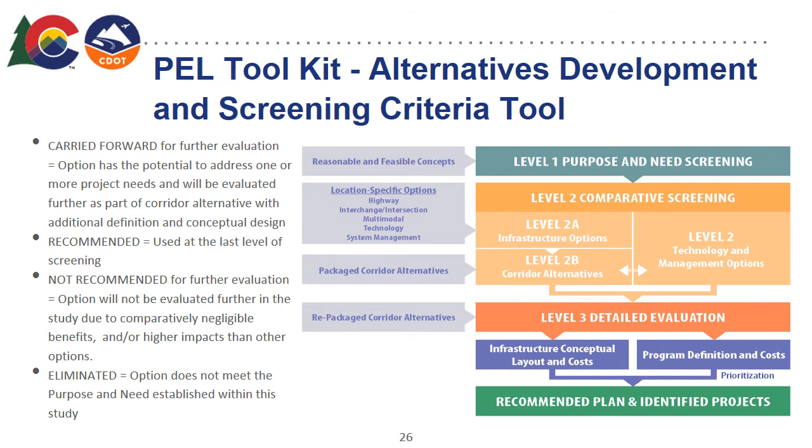Through the screening process, alternatives will fall into one of 4 categories after screening. After a level 1 screening, for instance, against the purpose and need, an alternative will either be carried forward for further evaluation or it will be eliminated. And that is generally the only time we eliminate alternatives, is if they aren't going to meet the purpose and need, or if there's some sort of really high impact that alternative would have. And then beyond that, we either recommend or not recommend alternatives. By the end of the PEL study, you should have several recommended alternatives that can be carried forward into NEPA.